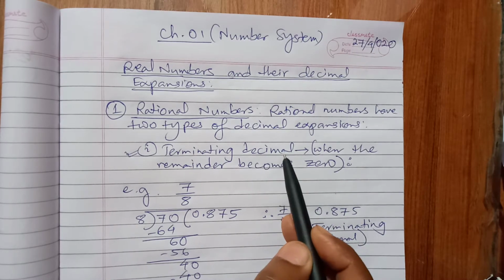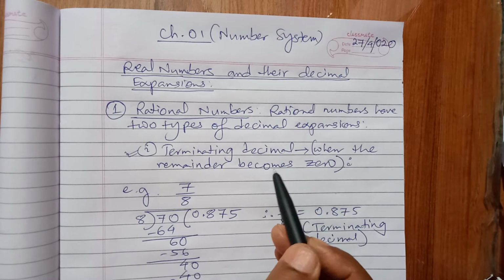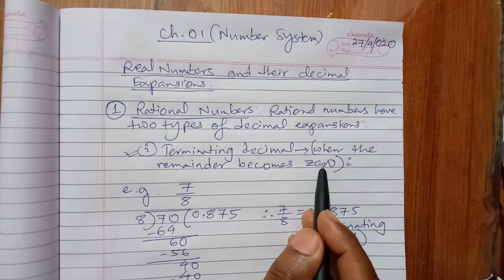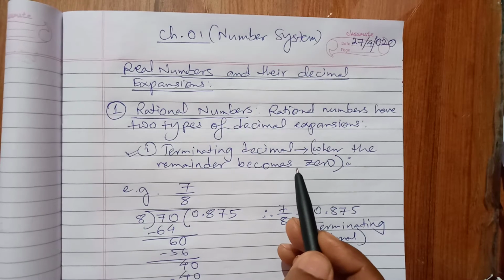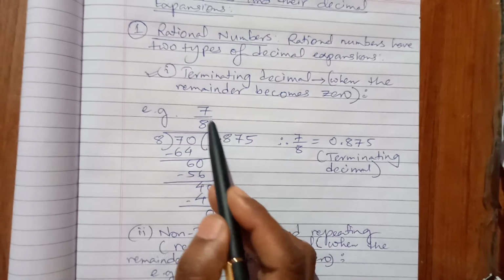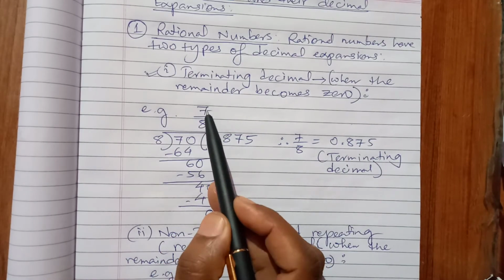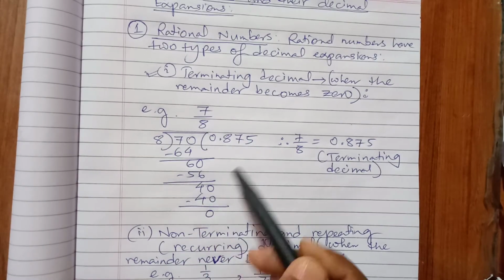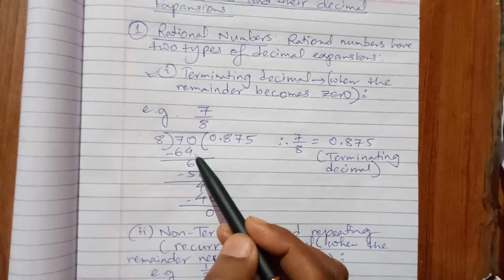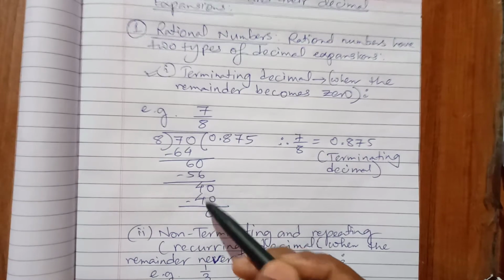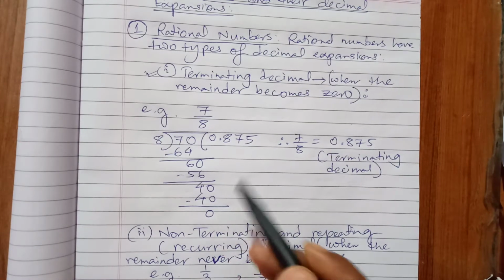We get the terminating decimal when, in the division, the remainder becomes 0. Then we stop the division, and in that case we get the decimal as a terminating decimal. So here you see, take one rational number, 7 by 8. Now divide 7 by 8. Here the division is shown. After dividing, check by yourself in your copy. You see the remainder is coming 0.